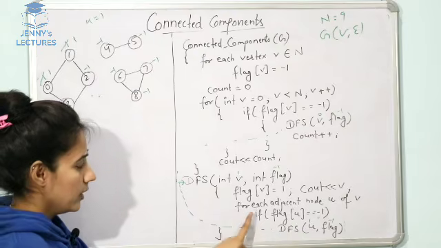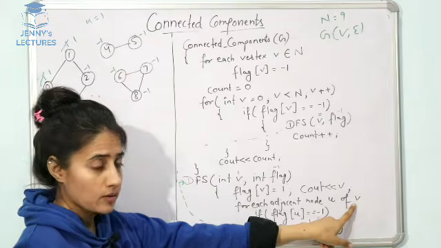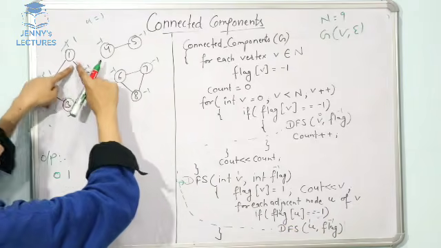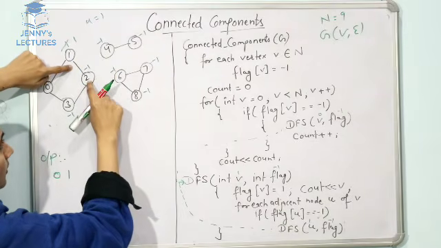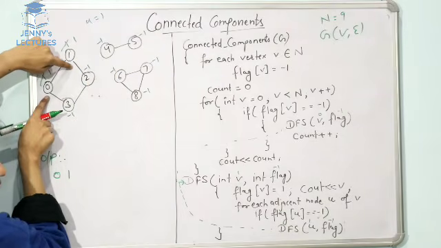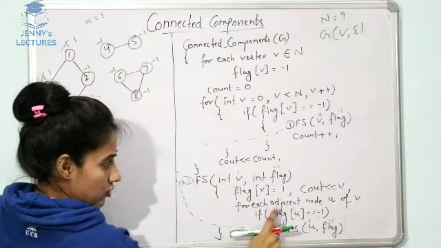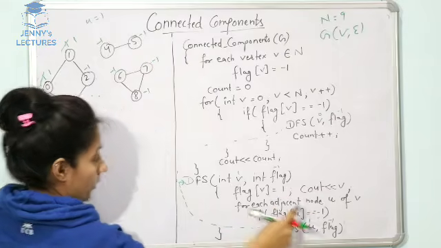Next condition: for each adjacent node U of V. See, now V is this 1. Find out each adjacent node of this 1. The adjacent nodes of 1 that we have are 2 and 0 also. Okay, 0 and 2. For each adjacent node U of V, if flag of U is -1.